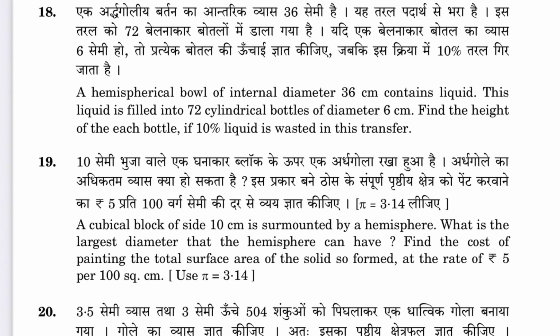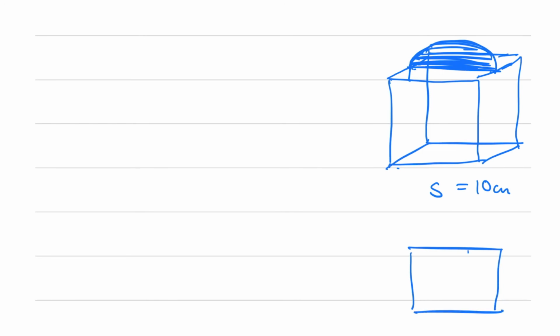Question 19. In this question, we are given a cubical block with side equal to 10 centimeter, and it is surmounted by a hemisphere on the top. We will have this kind of surface shown on the top of the block. What would be the largest diameter?